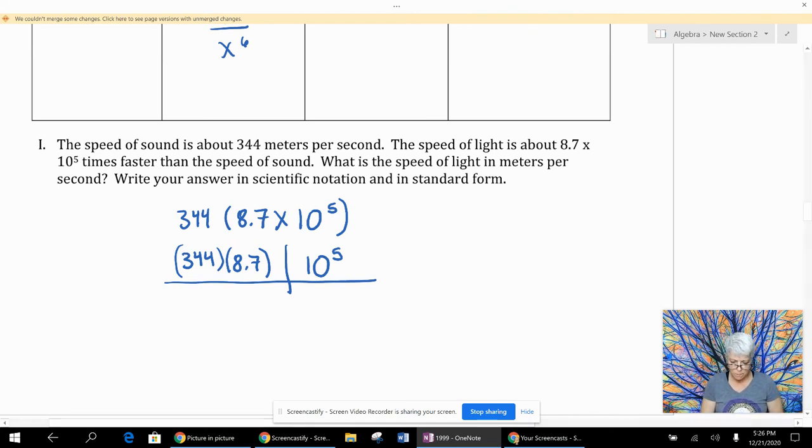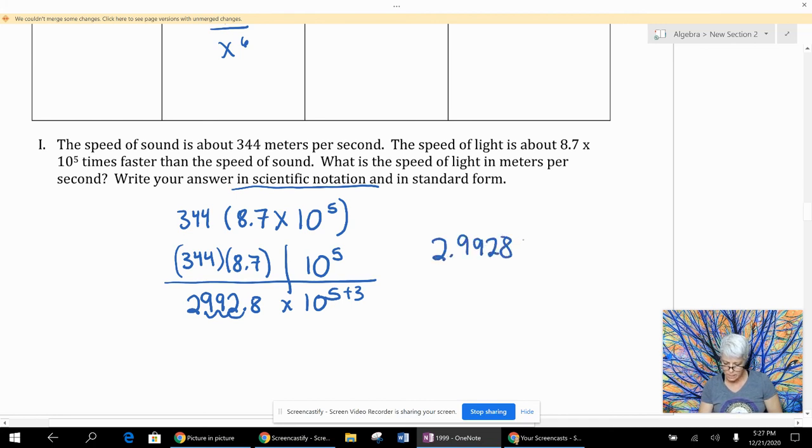So the number becomes pretty big: 2,992.8, and that's times 10 to the power of 5. But there's a problem with this. It has to be written in scientific notation. So I need to move this decimal over 1, 2, 3 places, which means I need to add 3 to the exponent. So now I have 2.9928 times 10 to the power of 8. And this is meters per second.